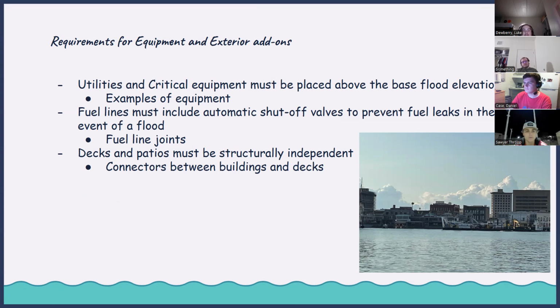And joints on fuel lines can get rusted over time, so it's important to maintain them periodically in addition to coating them with a corrosion-resistant protectant. And also, decks and patios must be structurally independent because, like fuel lines, the connectors between buildings and decks can rust. In the case of flooding, this can be dangerous if the connectors snap and the deck separates, at which point it could wash away into other structures and cause more damage.